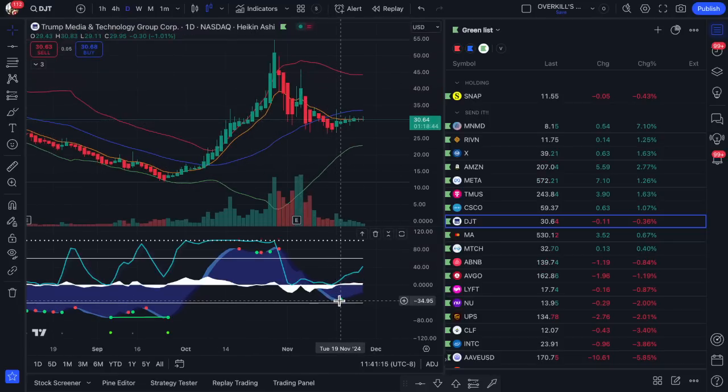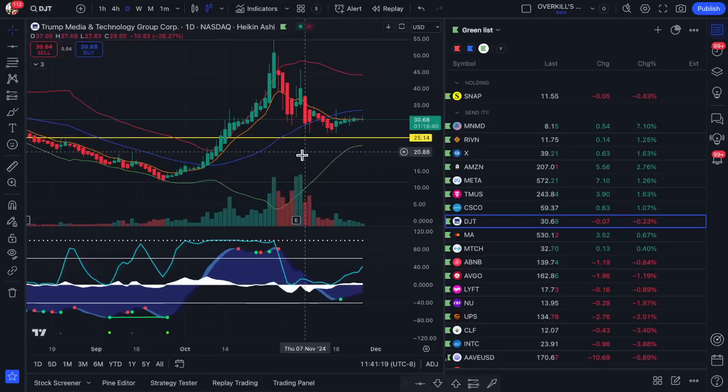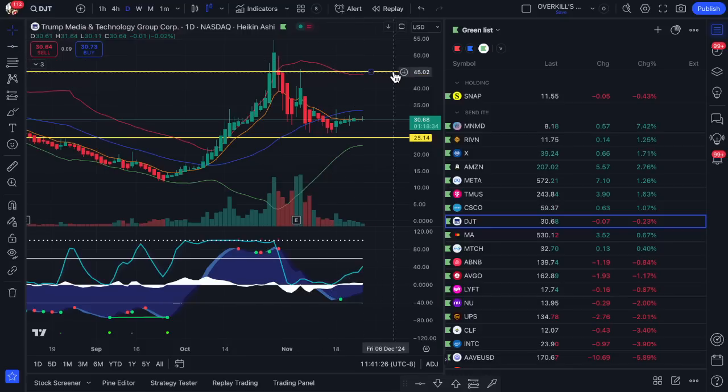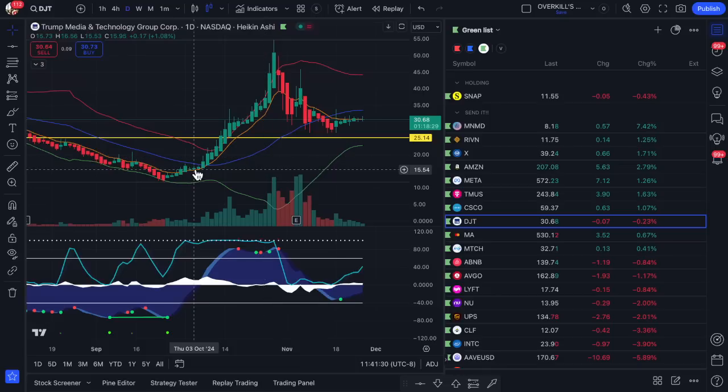We got the green dot there on the 19th. I like DJT as long as it holds $25. As long as it's above 25, we're good. I'd say the target on this one is going to be 45. I'm going to guess this stock will probably pop if the news comes out that they actually acquired them. But the volume has been very, very light lately. So nothing but sideways action at the moment.